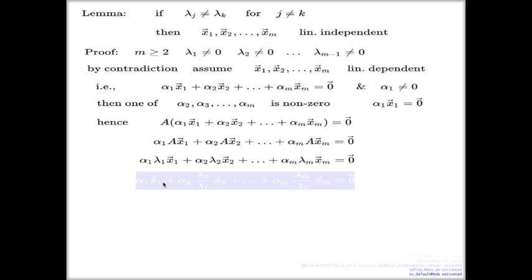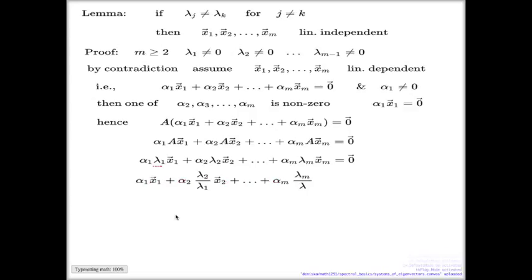We're almost there. What I will do now is this. Because I have that my lambda 1 is non-zero, I can cancel by lambda 1, so here's my canceling. If I divide everything by lambda 1, I can do it because of this assumption.